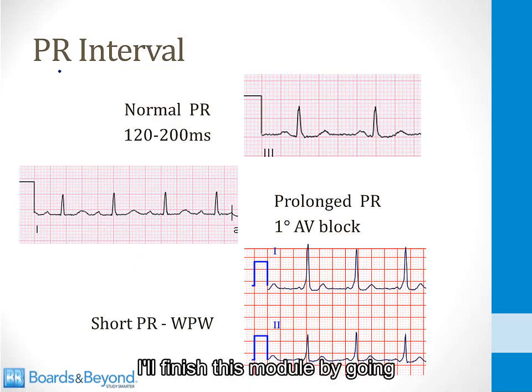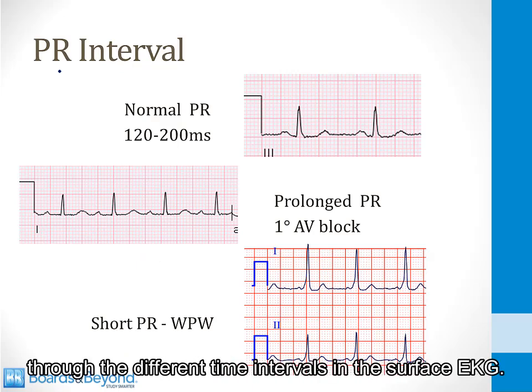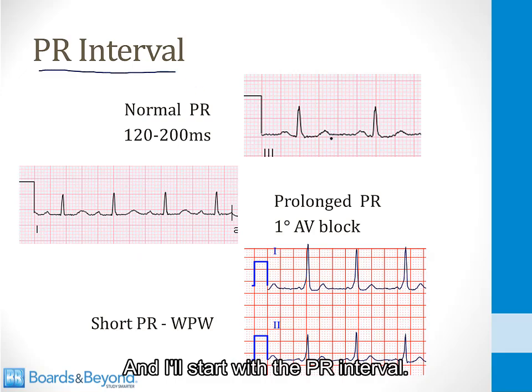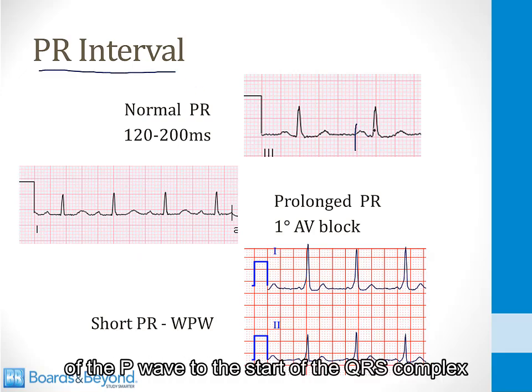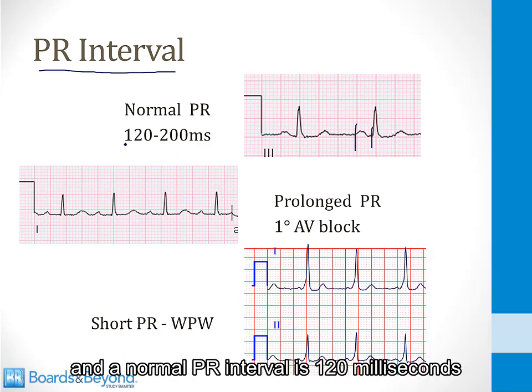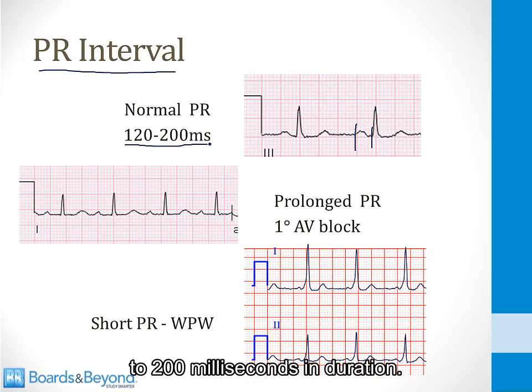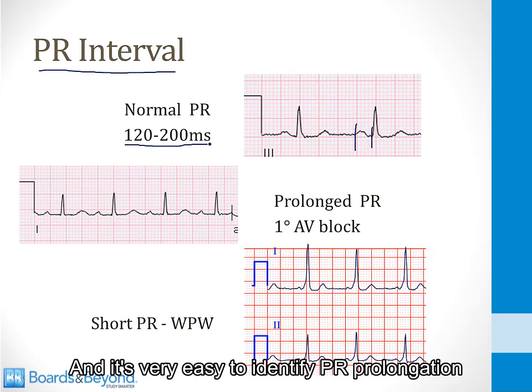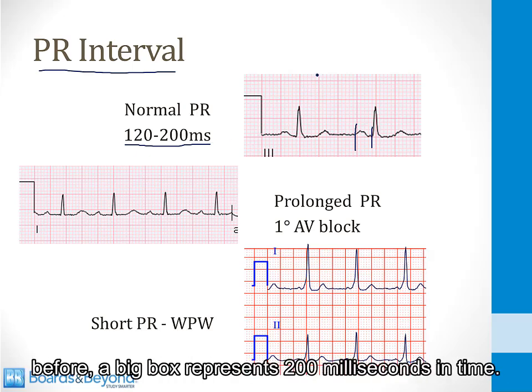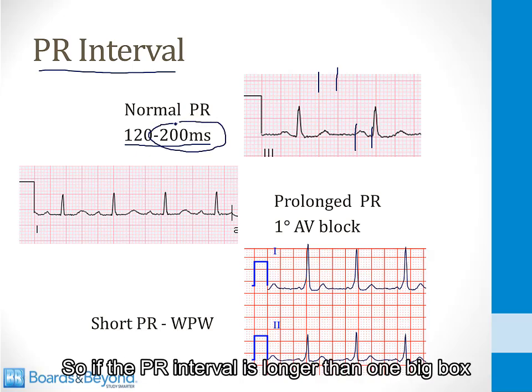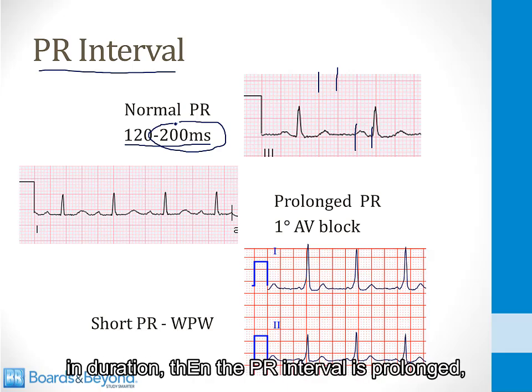I'll finish this module by going through the different time intervals in the surface EKG, and I'll start with the PR interval. This is the time from the start of the P wave to the start of the QRS complex, and a normal PR interval is 120 milliseconds to 200 milliseconds in duration. It's very easy to identify PR prolongation with your eye. That's because, remember what I told you before, a big box represents 200 milliseconds in time. So if the PR interval is longer than one big box in duration, then the PR interval is prolonged.